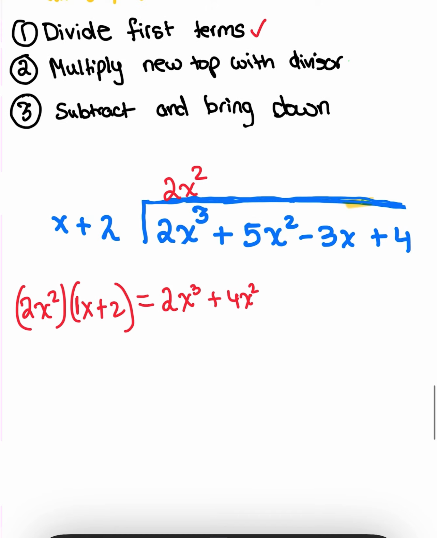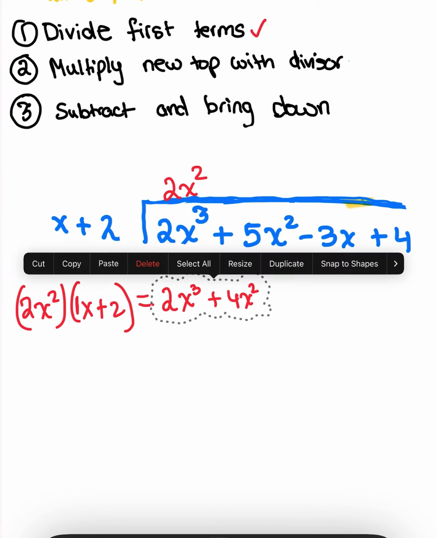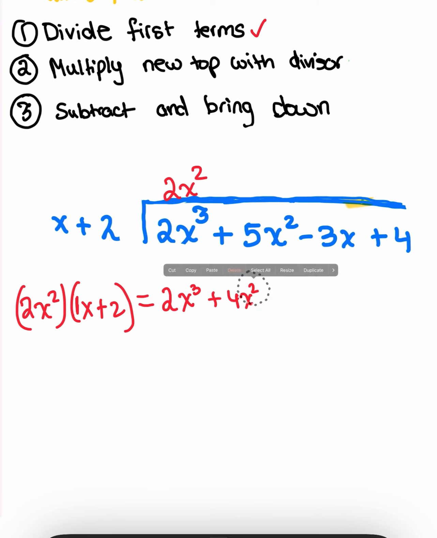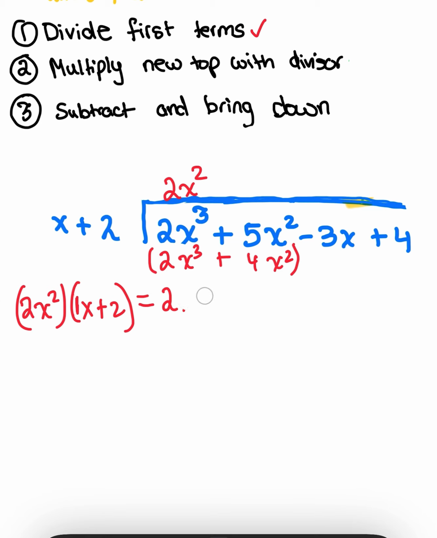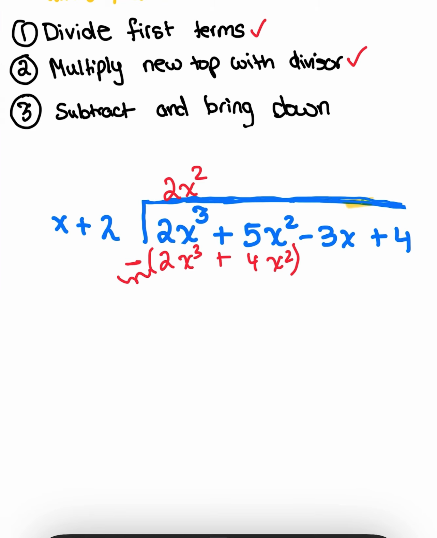I put this inside my box right here. So let's do that. 2x to the power of 3 plus 4x squared. And I encourage you to put brackets around it. Every time you're putting something on the inside of your box, I encourage you to put brackets around it just because it helps. Okay, so now I have multiplied my new top with the divisor, and I'm on to step 3, which is subtract and bring down. Whenever you write a term inside your box, you need to be putting a subtraction sign in front of it. Okay, and then we just subtract.